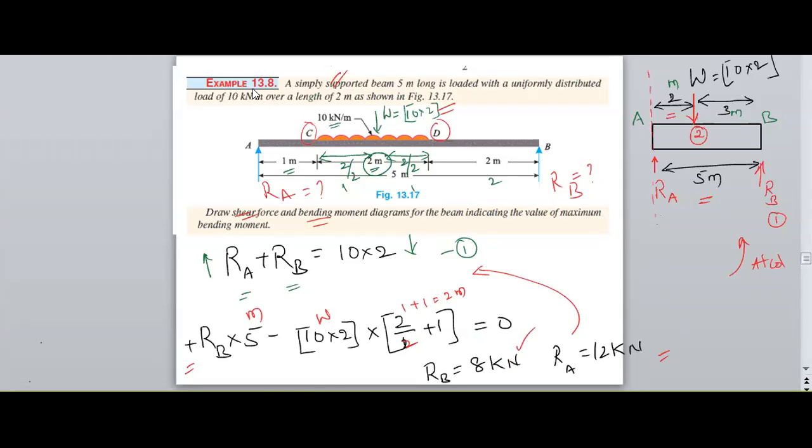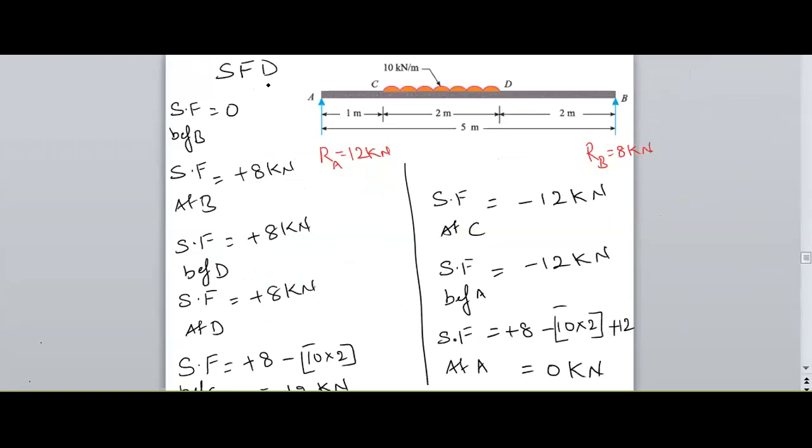Next, I need to draw the shear force diagram. Here, I am moving the section from the right hand side to the left hand side. Therefore, the first point is B. At B, we have a point load, therefore I need to consider before and at. Before B is 0. At B is 8 kilonewtons, which is moving upwards. It is positive.